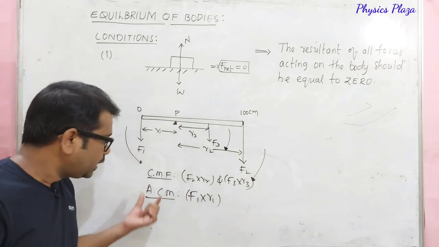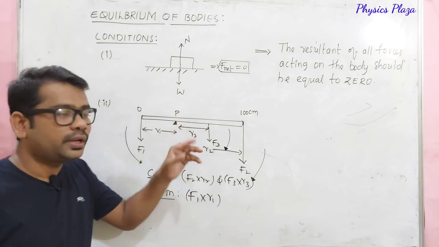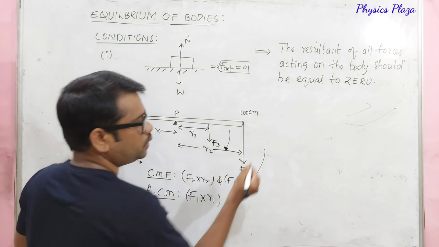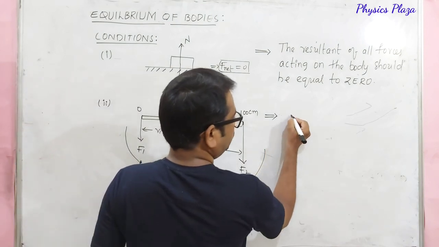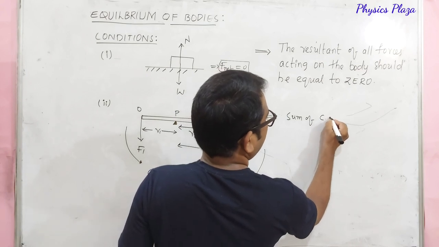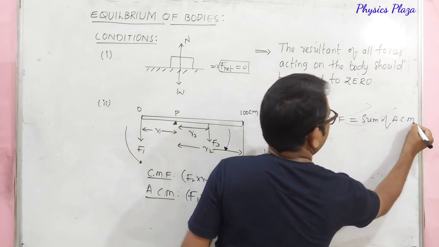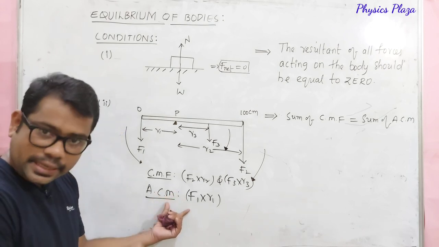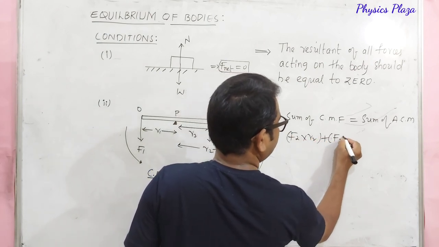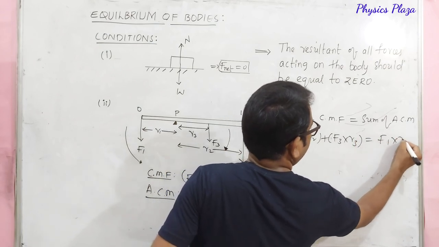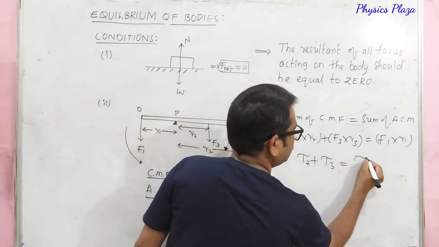But what happens, dear children, is the sum of these clockwise moments of force is equal to this anti-clockwise moment of force. Then this meter rule is in equilibrium. That is what should happen in order to keep this meter rule in equilibrium. The sum of clockwise moments of force should be equal to the sum of anti-clockwise moments of force. According to this example, F2 into R2 plus F3 into R3 is equal to F1 into R1.